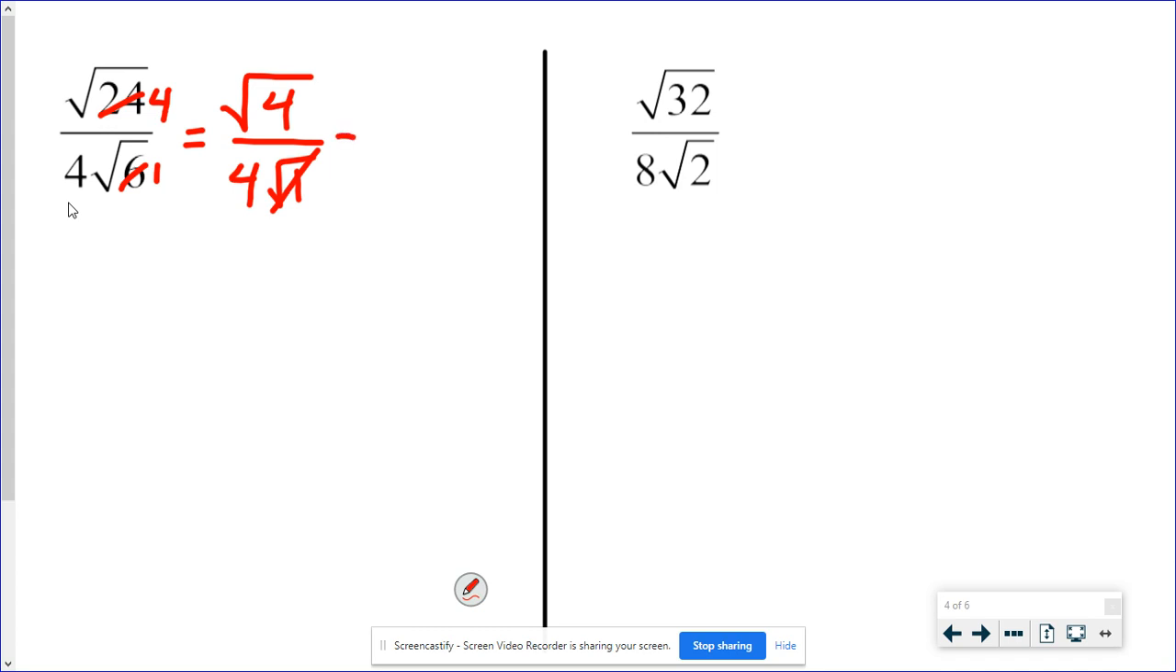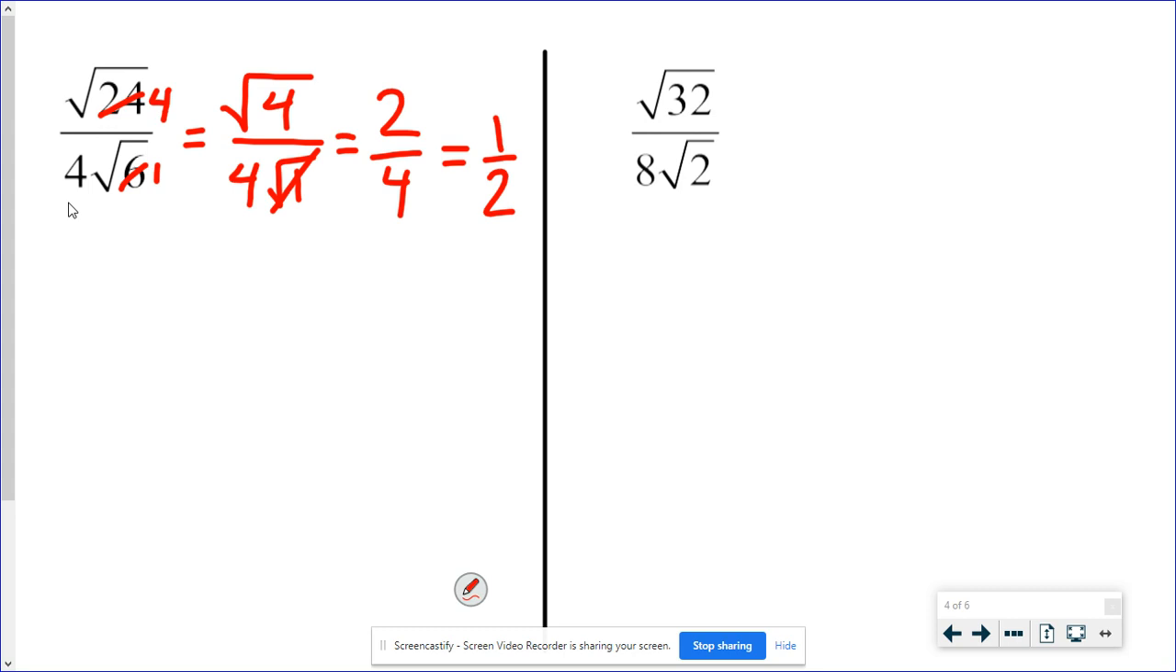And the square root of 4 is 2. I'll keep my same denominator. And 2 over 4 is just 1/2. We are doing a lot of work with just simplifying fractions today. We have to be careful about if things are in radicals or not, but it's just simplifying fractions.